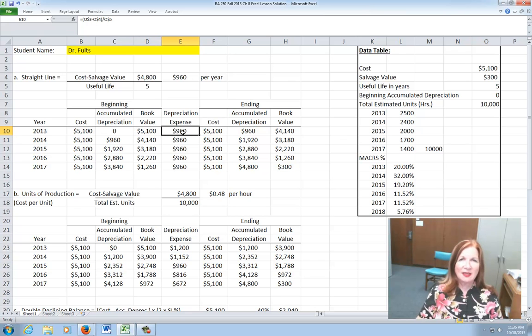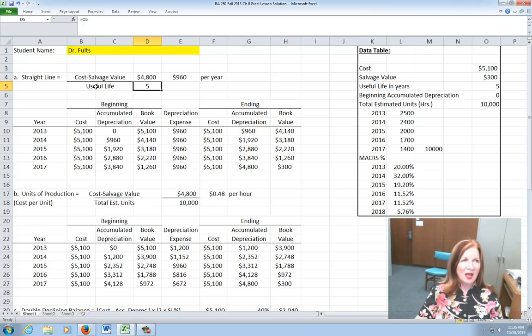Now you have to calculate the depreciation expense. So come up here with me to D4, and in D4 you want to put in the cost minus the salvage. So you want a formula in here that says cost, O3, minus salvage value, which is O4. So this formula will always be O3 minus O4. So cost minus salvage is $4,800. That's the maximum amount you're going to depreciate.